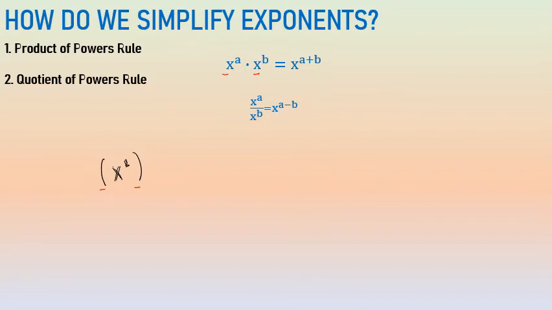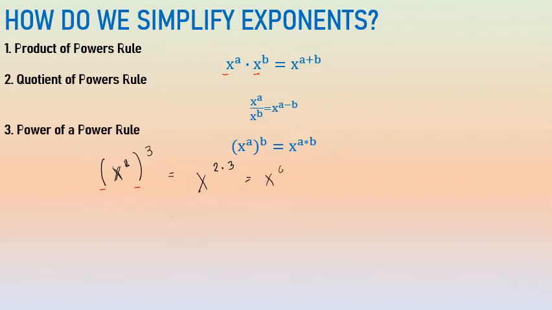Okay, gusto mo ganito. So how do we simplify this one? If you encounter such, what you have to use is the power of a power rule, wherein a base raised to an exponent being raised to another exponent, 3. What you have to do here is copy the base, then proceed to this time, multiplication naman of your exponents. So we have here x 2 times 3, that will be x raised to 6.